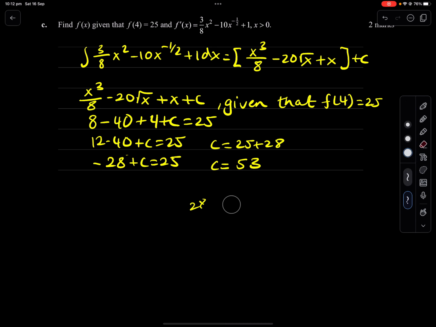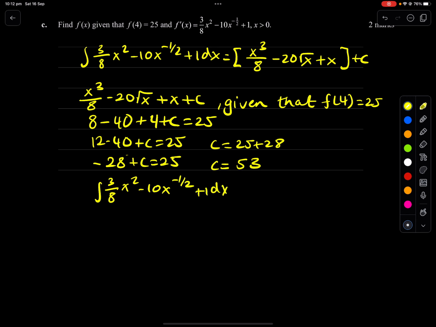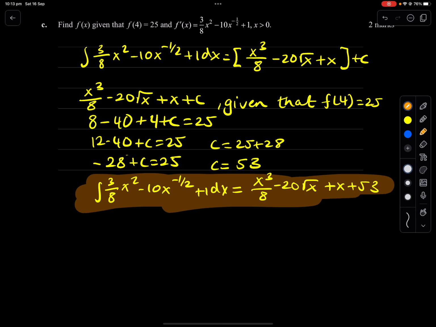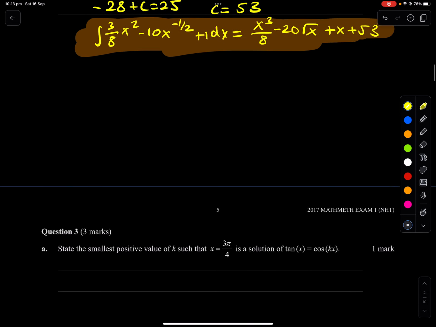Okay, so now that's going to let us know that the integral of 3 over 8 x squared minus 10 x^(negative half) plus 1 dx is equal to x^3 on 8 minus 20 root x plus x plus 53. So that's your actual final solution. Damn, that's a big one. Let's move on to the next question.